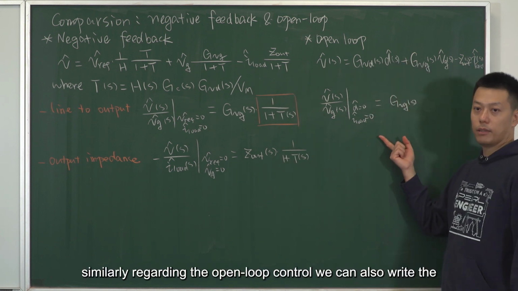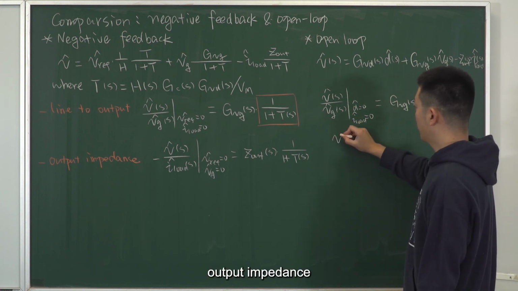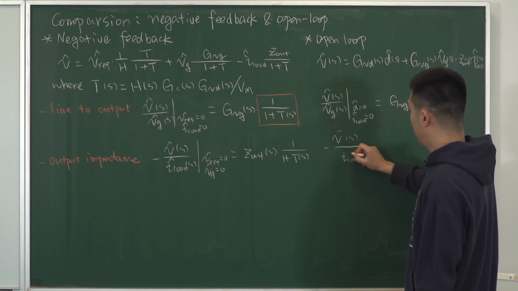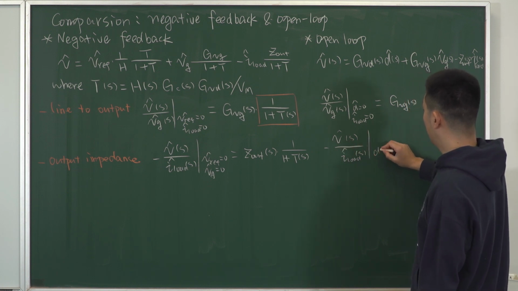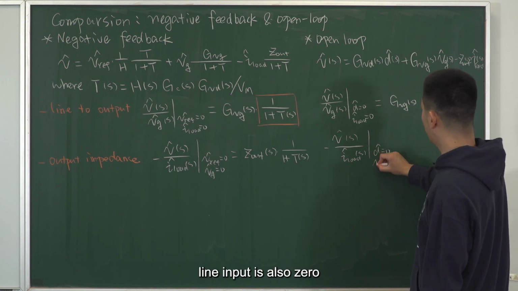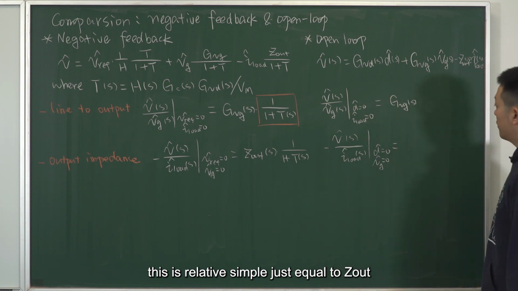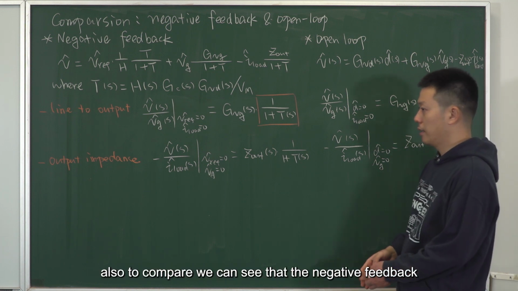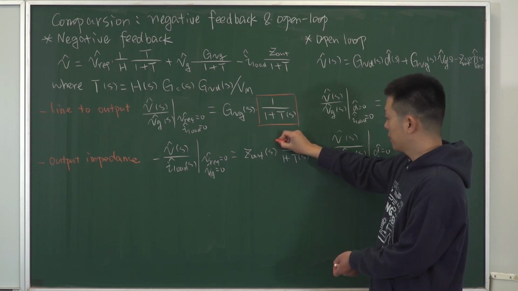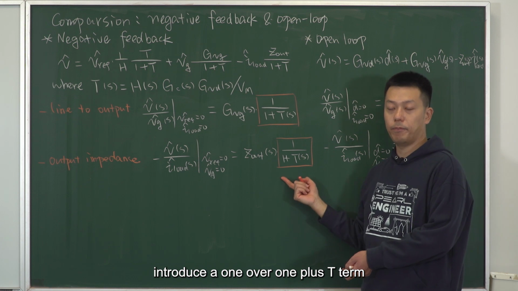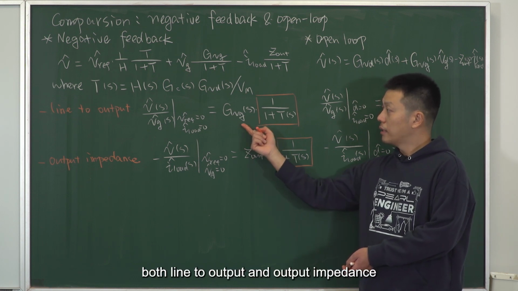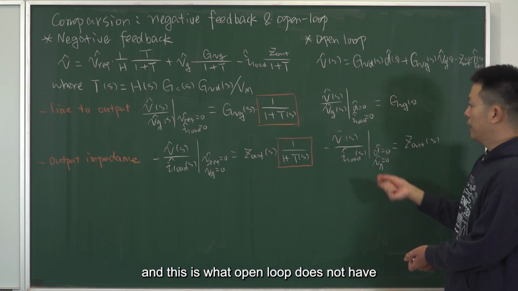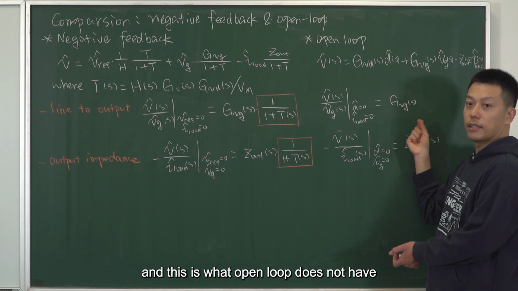Similarly, regarding the open loop control, we can also write the output impedance as the output signal divided by the load perturbation, given the conditions that the controlling input is 0 and the line input is also 0. So this is relatively simple, just equal to Zout. Also, to compare, we can see that the negative feedback introduces a 1 over 1 plus T term. Both line to output and output impedance contain a 1 over 1 plus T term. And this is what open loop does not have.